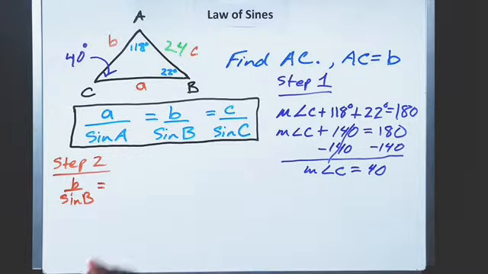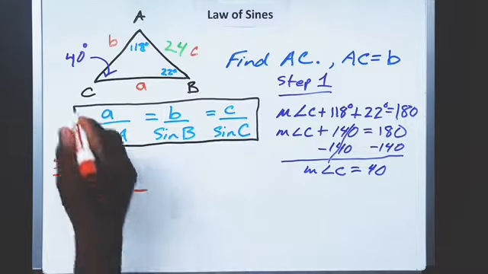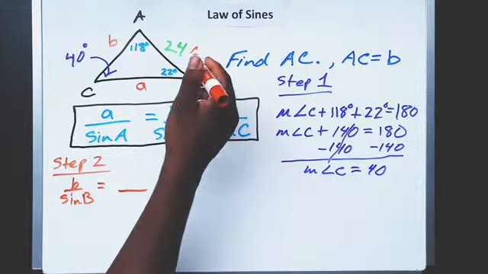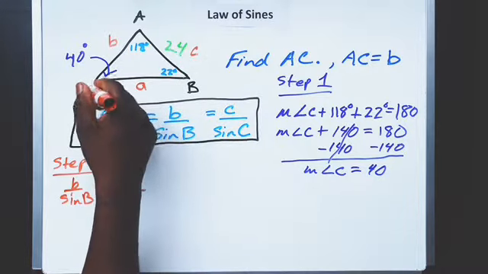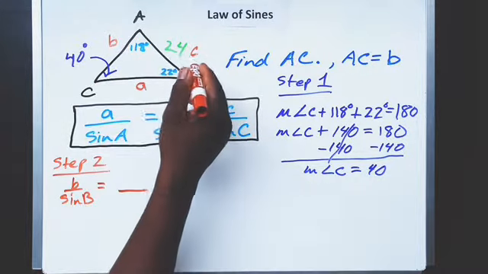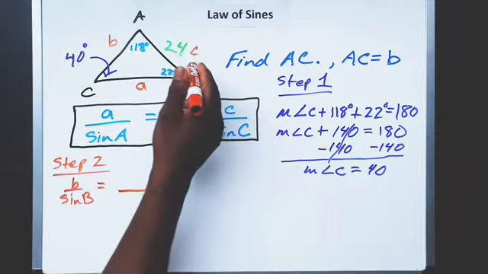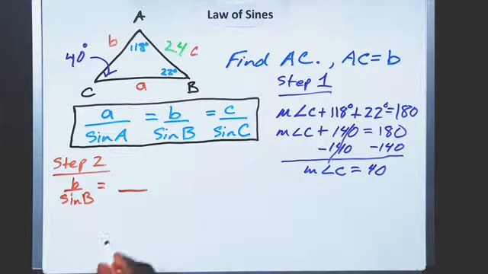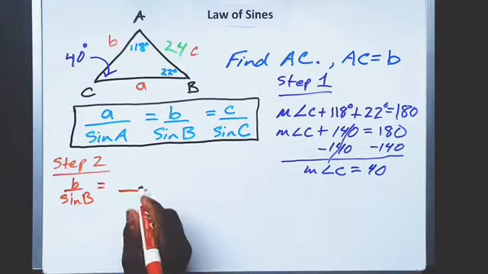Now, what are we going to set that equal to? Well, we know this angle is 40 degrees, and we know the side length. We know that the measure of angle C is 40 degrees, and lowercase c, the side length, is equal to 24. So let's go ahead and use that information.